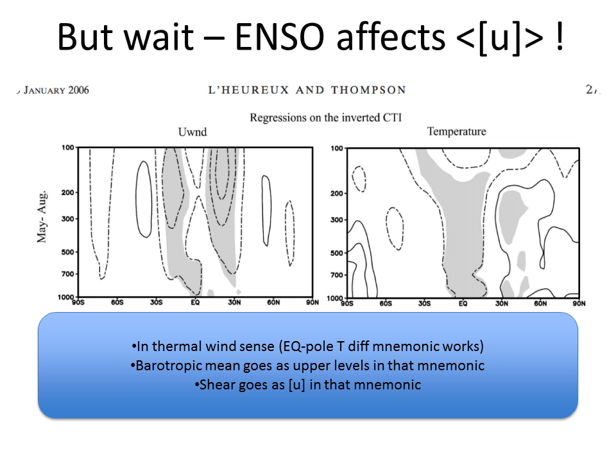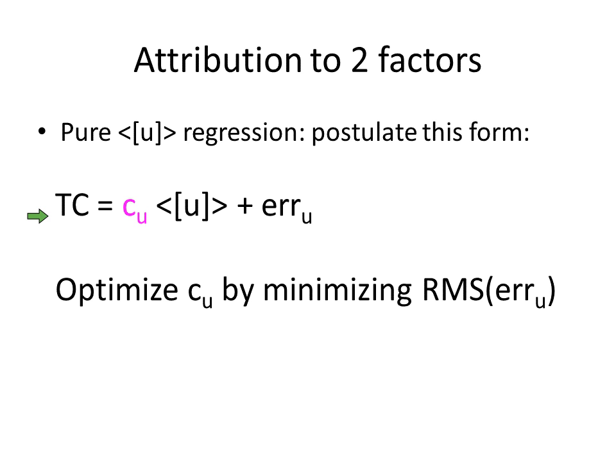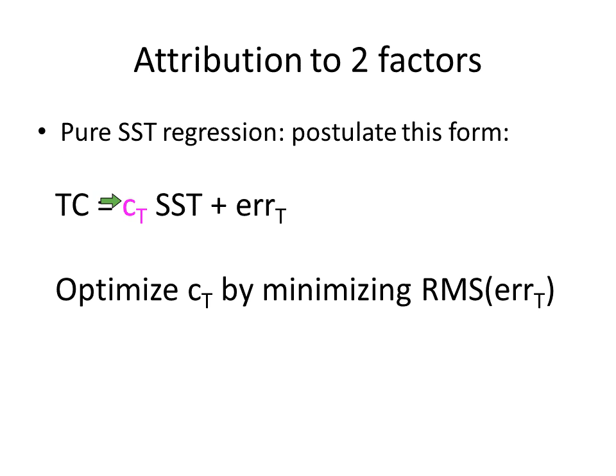So now we need to attribute our tropical cyclones to two factors separately. In the plain old regression, whose result I already showed you, of course, we're postulating that tropical cyclone density has a coefficient times this quantity plus some error in that relationship, and we optimize the coefficient by minimizing the squared error. So that's a single factor attribution, and someone who thinks El Nino is the one and only signal could cast the problem in this way, optimizing their coefficient by minimizing that error.